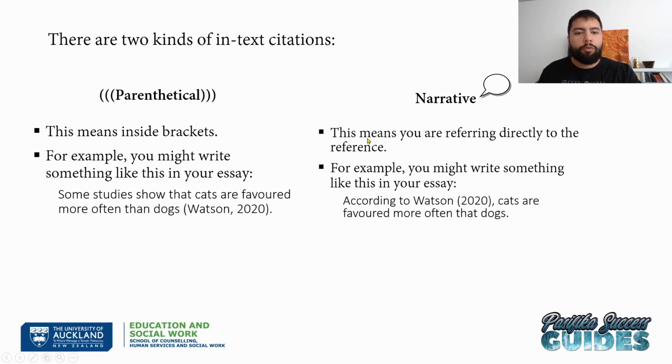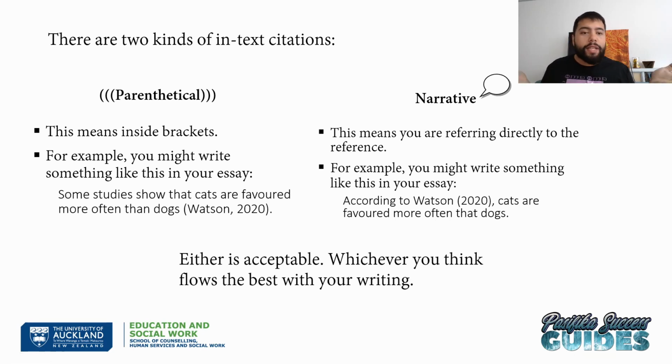But anyway, if you are referring directly to a citation in your assignment, you want to use a narrative style of in-text citation. So if you write something like this, according to Watson, cats are favored more often than dogs. Well, the person who wrote this, Watson, that's his surname, Watson is actually part of the sentence. So I'm referring to it directly in the sentence, it's a subject in the sentence. So that means that it needs to be outside of brackets. Now you notice that in both of these examples, in both parenthetical and narrative, the year is always inside of brackets. It's just the surname that is either inside brackets or outside of brackets.